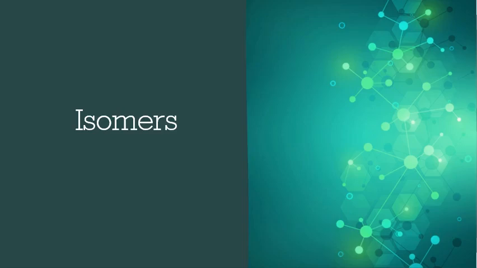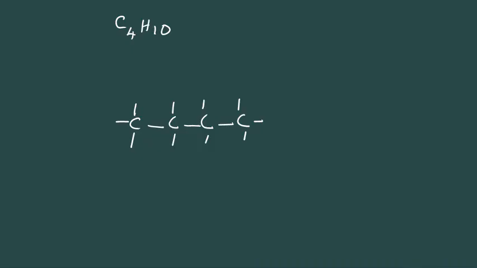Now let us see what are isomers. Let us start with the Lewis dot structure of a hydrocarbon, which is C4H10. So C4H10, how many valence electrons will be there in total?